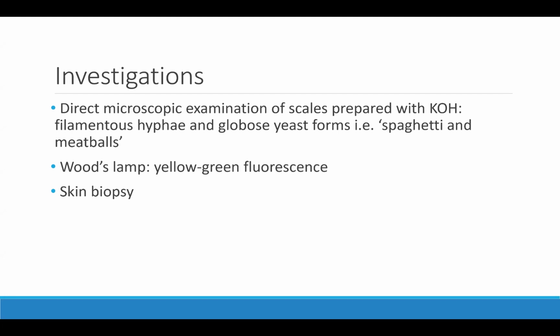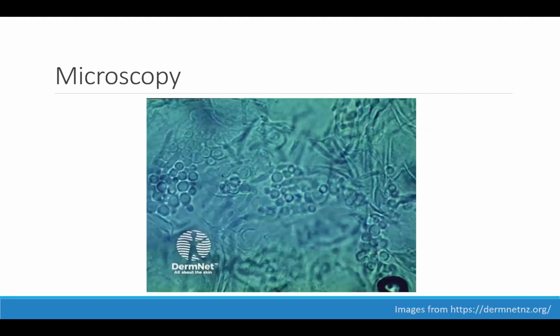Investigations: direct microscopic examination of the scales prepared with KOH shows filamentous hyphae and globose yeast forms, and this is commonly known as the spaghetti and meatballs appearance. On Wood's lamp, there's a yellow-green fluorescence, and you can also do skin biopsy, although this is not commonly done. This is a picture of the spaghetti and meatballs appearance.